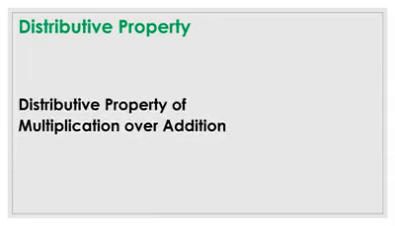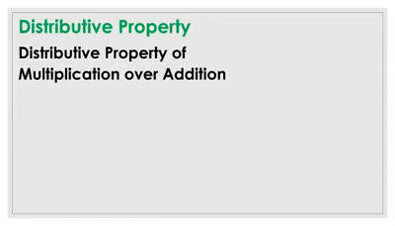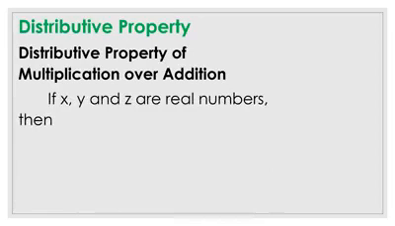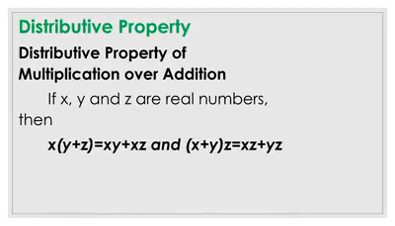Okay, so let us have the next property, the distributive property. We have the distributive property of multiplication over addition that states that if x, y, and z are real numbers, then x times the quantity y plus z equals xy plus xz, and the quantity x plus y, times z equals xz plus yz. Meaning to say, we need to distribute one real number to the other real numbers.